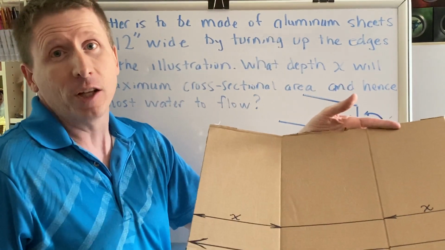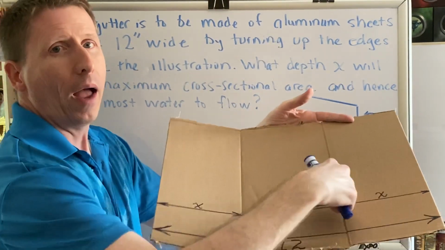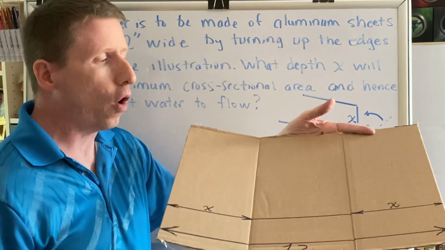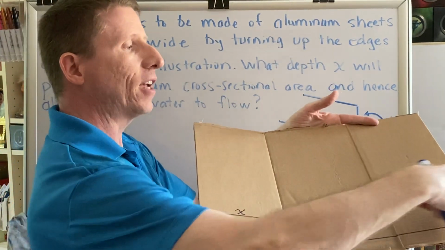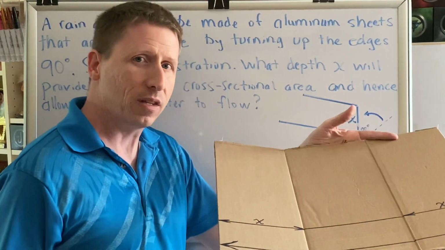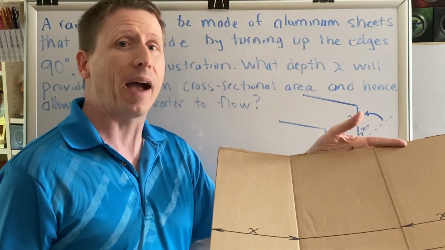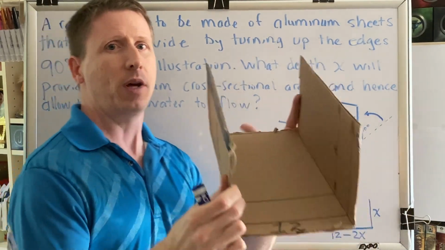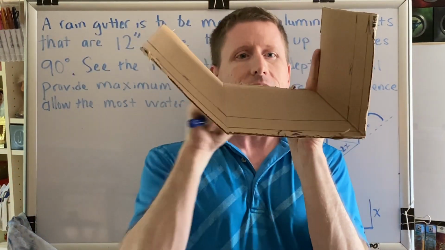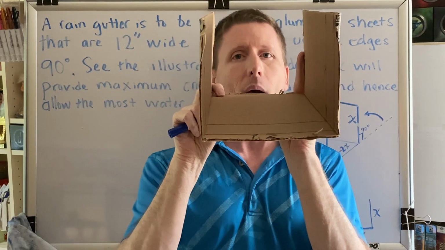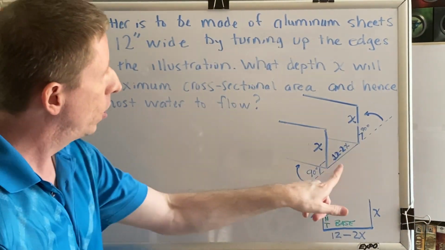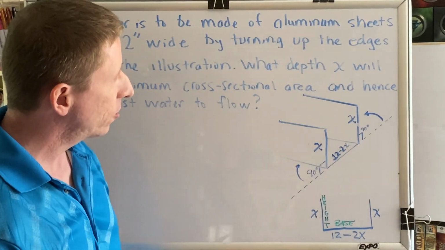Of course, this is an algebra problem. We don't know how much we should take away by bending, so that's where x gets involved. So if we take away x from this side and we take away x from this side, then we've taken away 2x. And if you start with 12 and you take away 2x, then what are you left with? This new distance across the bottom is 12 minus 2x. And that's what we see here in our diagram, 12 minus 2x.